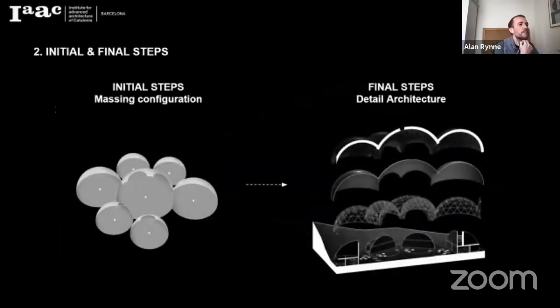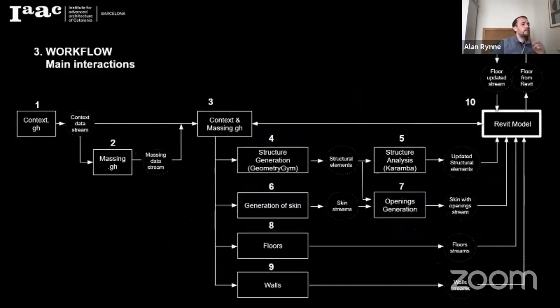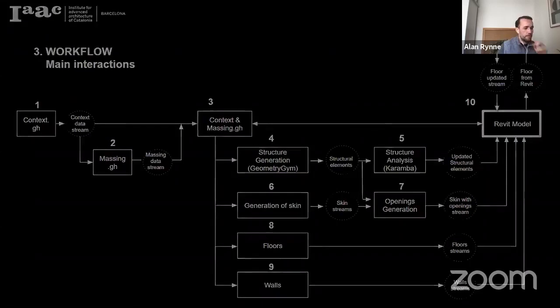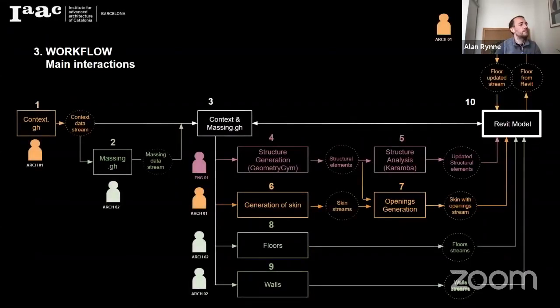Our initial steps deal with the massing configuration, and you will see the detailed architecture and the detailed structure at the end. The workflow consists of 11 steps with 10 streams. We are going to elaborate and detail more on the next slide. Mainly, we have roles for three people, one engineer and two architects.